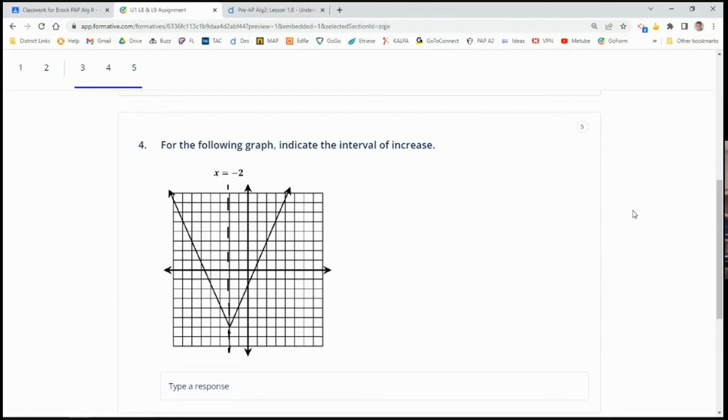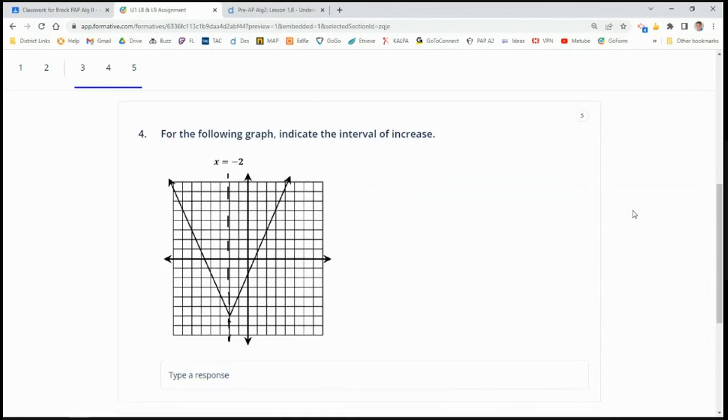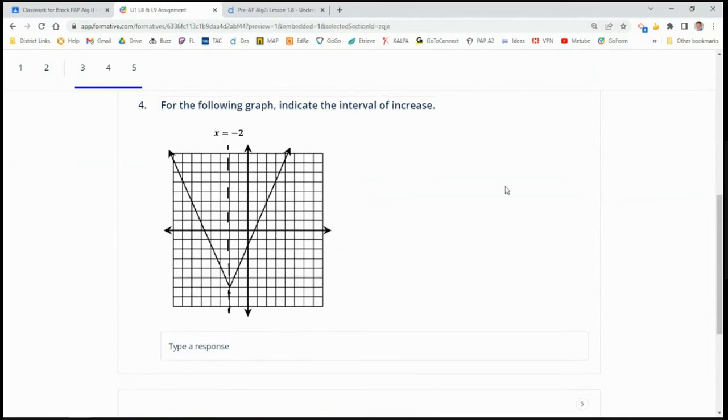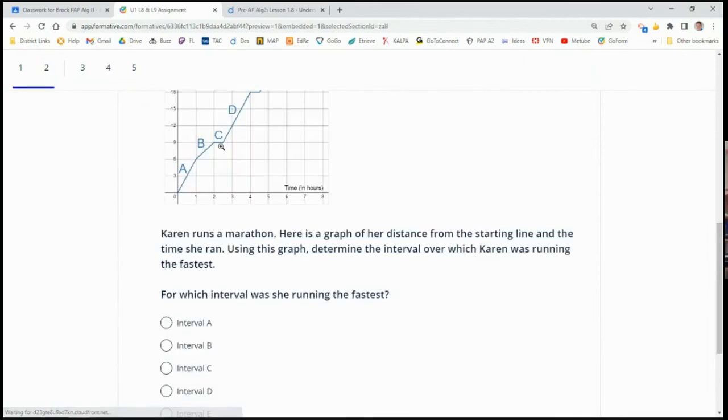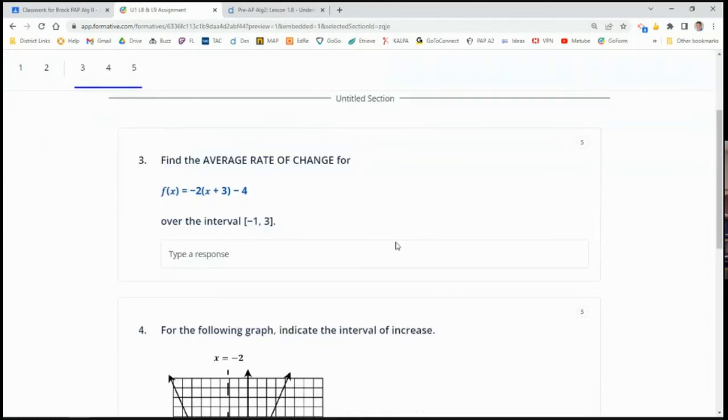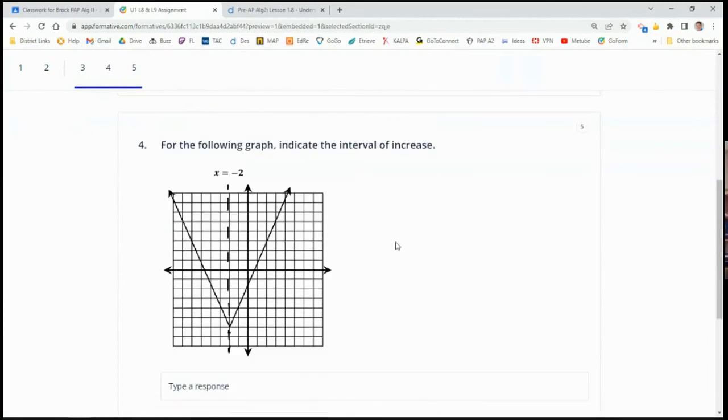Yes, Cadence, you got a question? Yes. So on the one where it asks at which interval she's running the fastest, can we put A or D and it will be correct? Should. Okay. If not, I'll double check that in a minute, make sure it's grading that correctly, because it doesn't always grade things correctly.